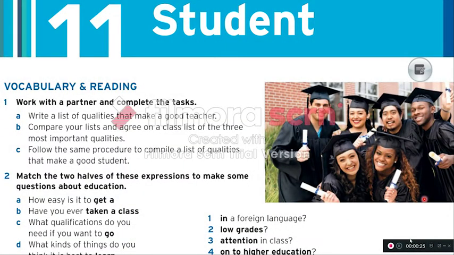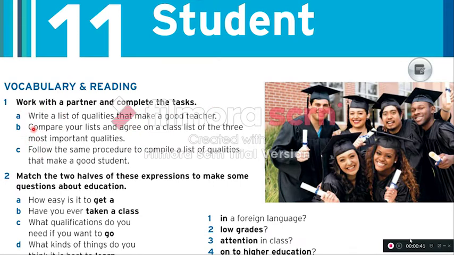Today we're gonna start with unit number 11, and as you can see, it is called Student. Let's see. The first exercise is a vocabulary reading. Here we have: work with a partner and complete the tasks. Okay, so here we have these three tasks.